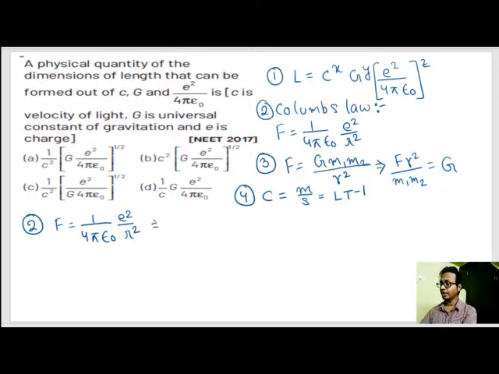Now if you take R square to the left hand side, F R square is equal to e square by 4 pi epsilon naught. See, this e square by 4 pi epsilon naught is the same thing as this e square by 4 pi epsilon naught. Therefore, the units and dimension of e square by 4 pi epsilon naught is the same as the units and dimension of force into R square.